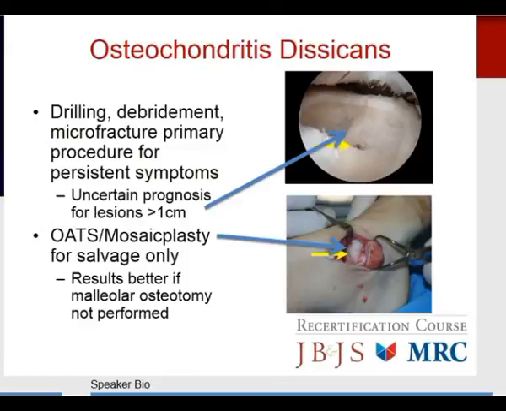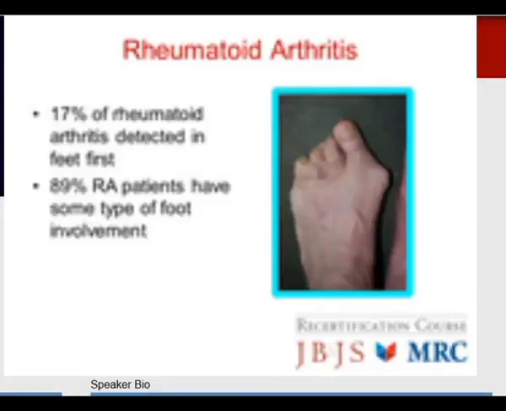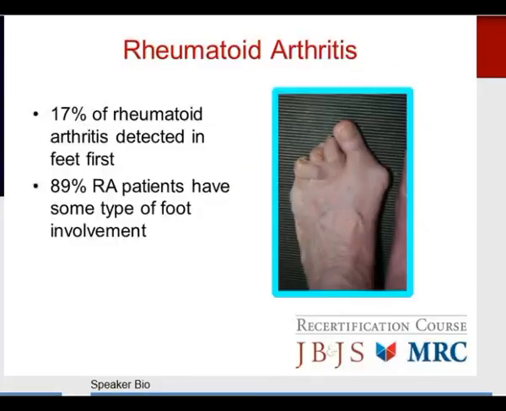The final topics are two systemic diseases, the first being rheumatoid arthritis. We recognize that 17% of all rheumatoid arthritis patients are detected in the foot first. That's why this matters. If you see someone with foot pathology that's severe like this, consider rheumatoid arthritis as a part of your primary diagnostic modality.